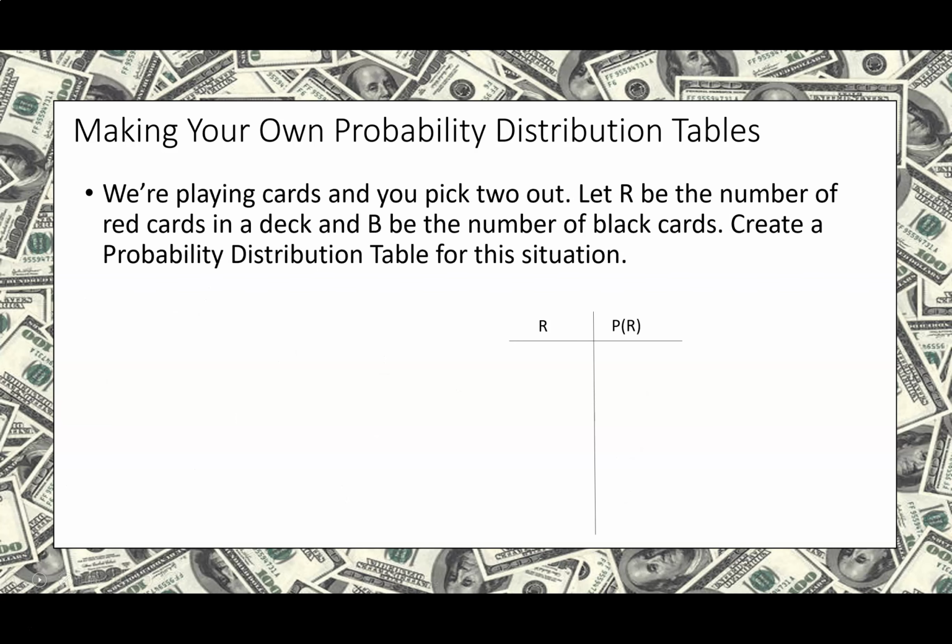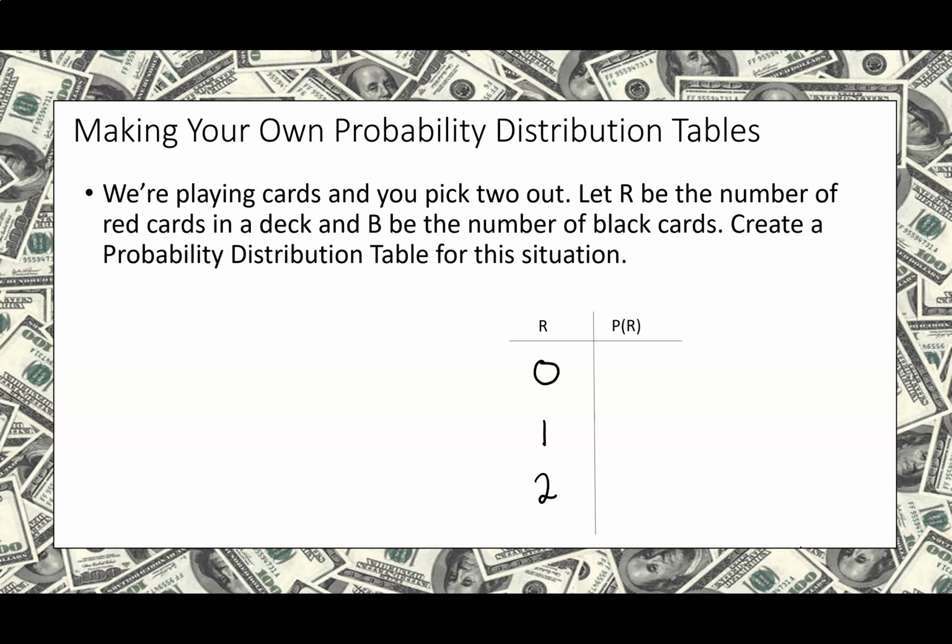All right, we're playing cards, and you pick out 2 cards. Let R be the number of red cards in a deck, and B be the number of black cards. Create a probability distribution table for this situation. Okay, so if you pick out 2 cards, you could have a red, red, you could have a black black, you could have a black red, or you could have a red black. So given those situations, how many possible situations are there for picking out a red? Remember, you've got 2 cards. Well, you could pick out 0 reds, you could pick out 1 red, and you could pick out 2 reds.